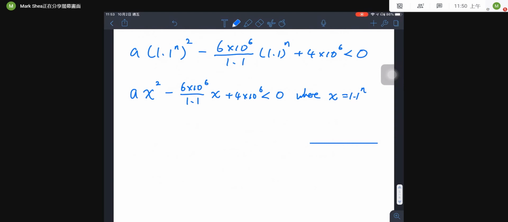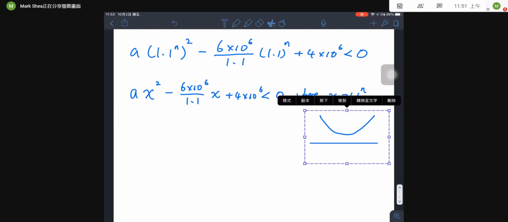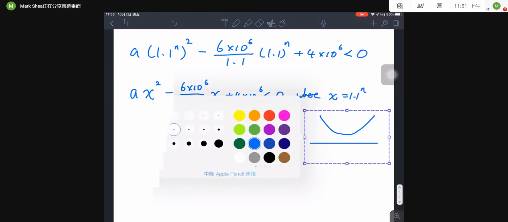So it means that the graph does not have an x-intercept. And here a is positive, so it means that it is a graph like this, a parabola above the x-axis without any x-intercept. So clearly the function at the left hand side is always positive. It's always positive, so there's no solution. But in presenting our work, we can't just draw a diagram to represent that there are no x-intercepts or no solution. We should do something to explain.